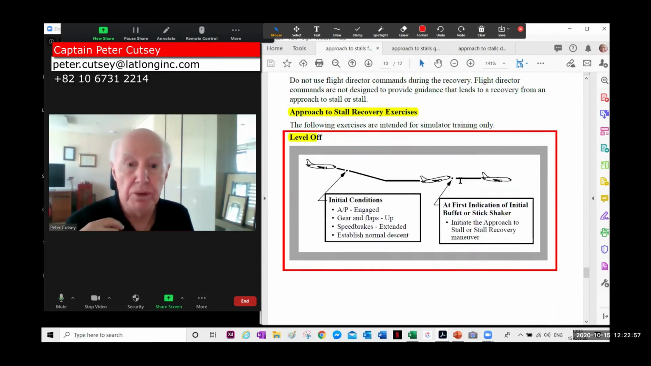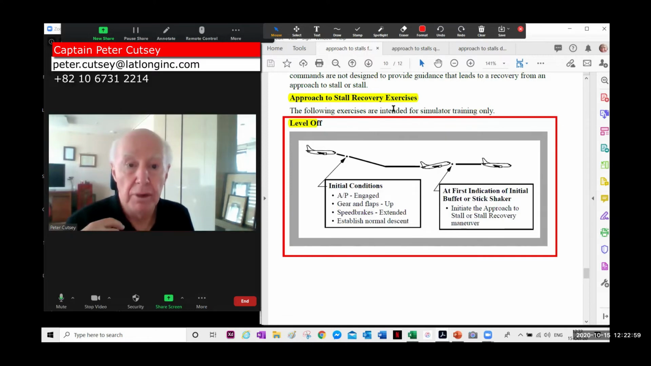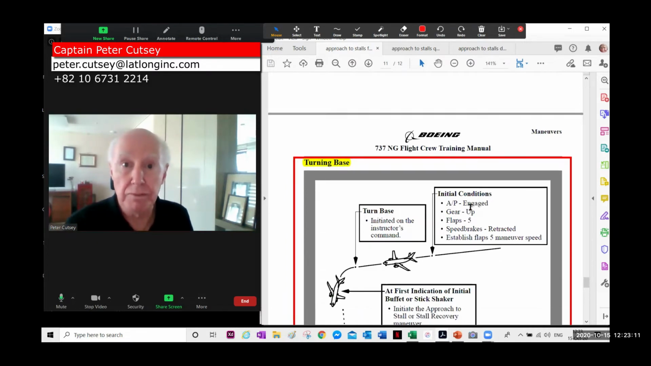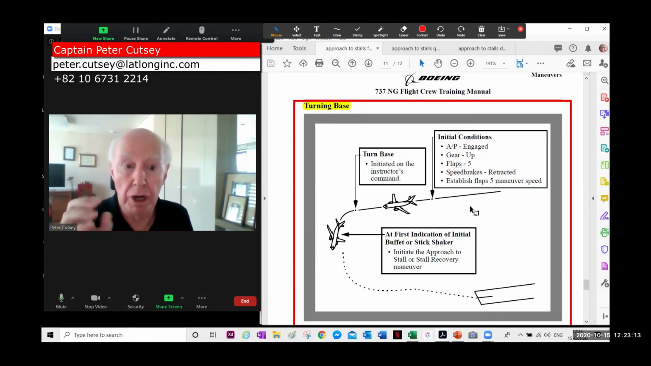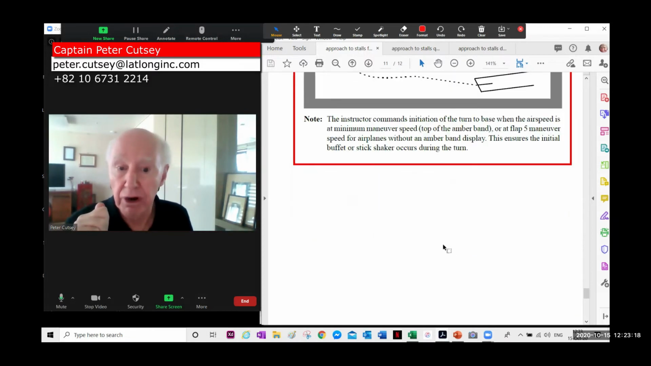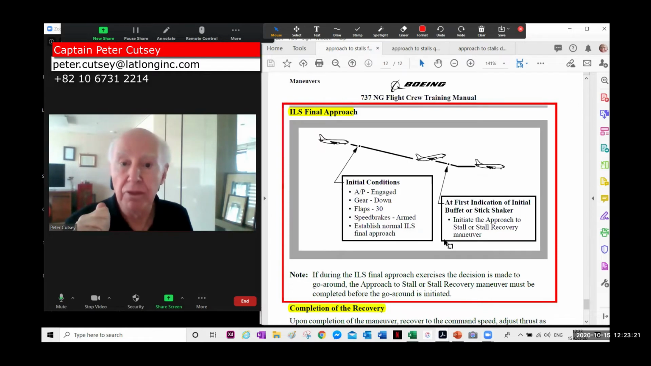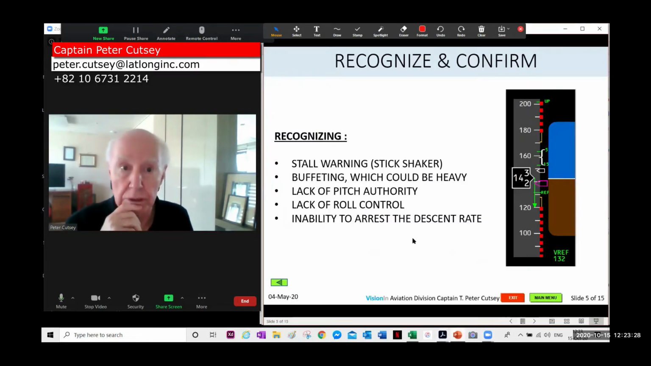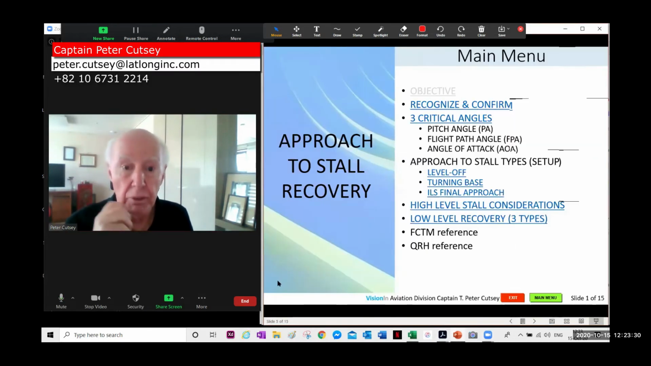The approach to stall recovery, the level off type stall, is right here in the FCTM, and you should read it, and we'll go through that in a moment in my PowerPoint. Everything we're doing in this briefing is right out of the book. The turning base stall, so you actually set up turning base in IFR conditions, and then the ILS final approach stall. So all of this information in the FCTM is of utmost importance. So we talked about that.